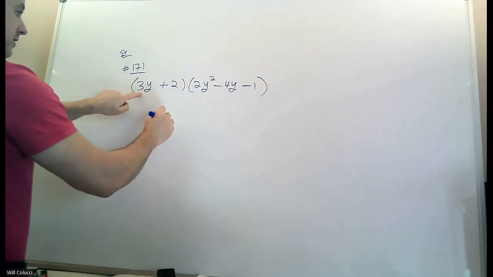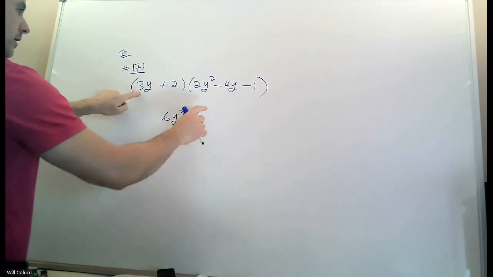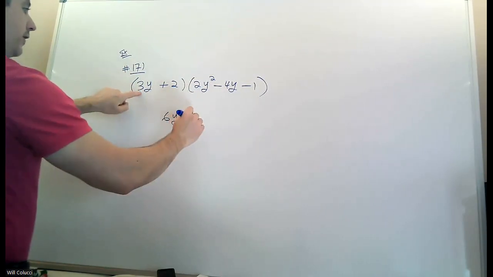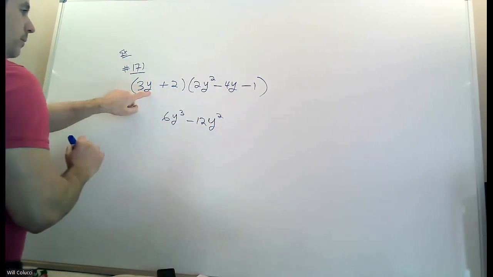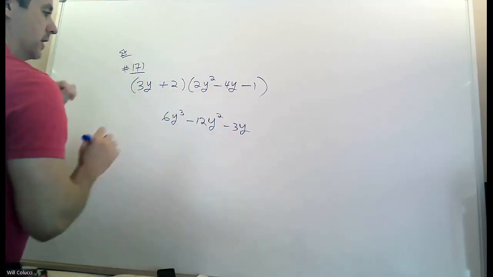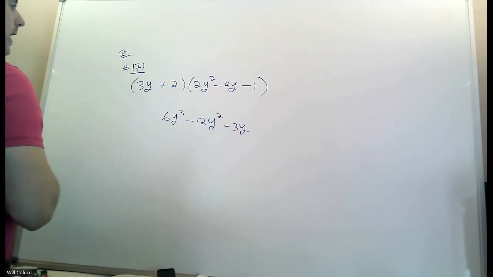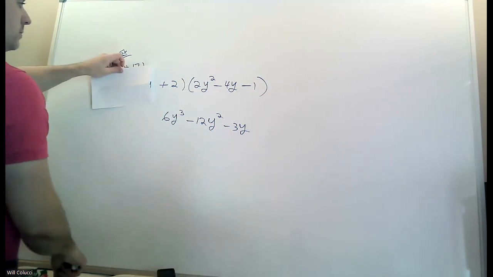3 times 2 is 6. y1 times y2 is y3. Be very careful. 3 times negative 4 is negative 12. y1 and y1, when you multiply them, make y2. And then 3y times negative 1, well, hello. That's pretty easy. Get negative 3y. All right, just hit it with a -1. So now that's gone. No more.